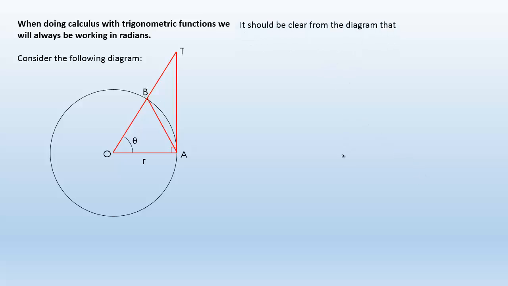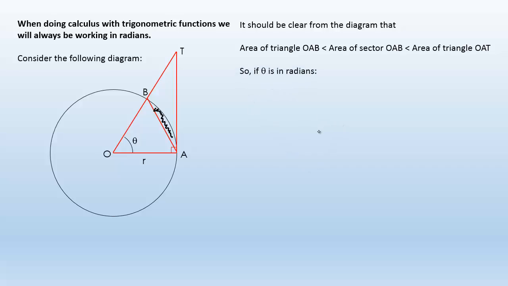It should be clear from the diagram that the area of the triangle OAB is less than the area of the sector OAB, and note that's because we've got this little bit of area here that's in the sector but not in the triangle, which is less than the area of the triangle OAT. That should be clear, it's around the outside. So if theta is in radians, a half r squared sine theta, now let's think about that, that's the area of a triangle, half AB sine theta, but the two sides are both r, so hence half r squared sine theta, is less than the half r squared theta.